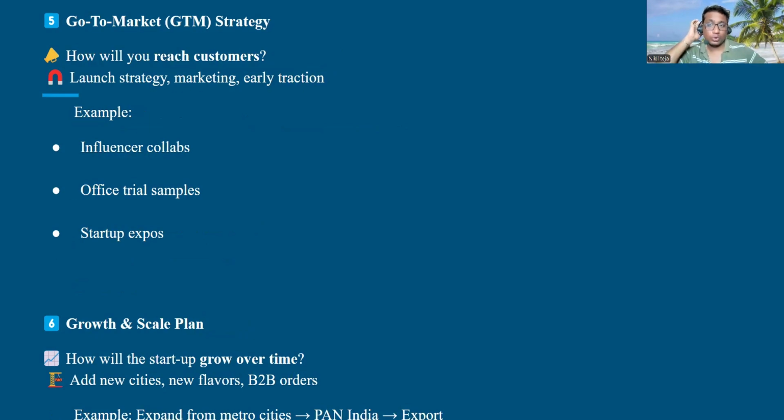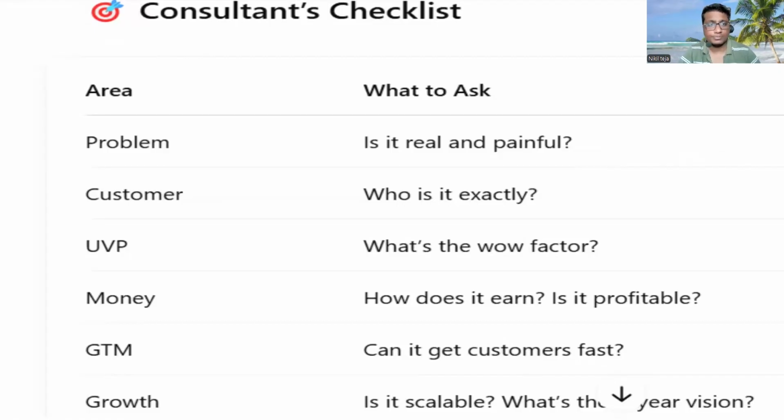Growth means growing the company, expanding the company, and scale means very large, right? So you will be making a growth and scale plan when following the startup venture framework. In this slide, we will be checking the consultants checklist, guys. We will be learning about the consultants checklist, the areas, and what to ask.